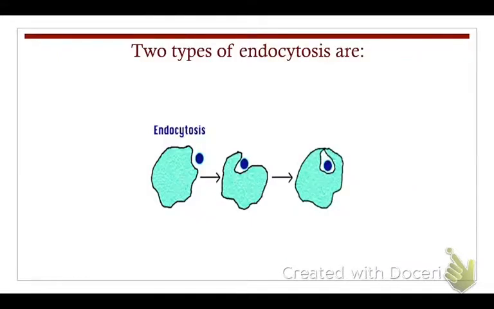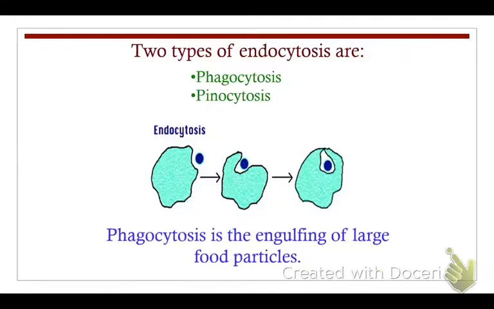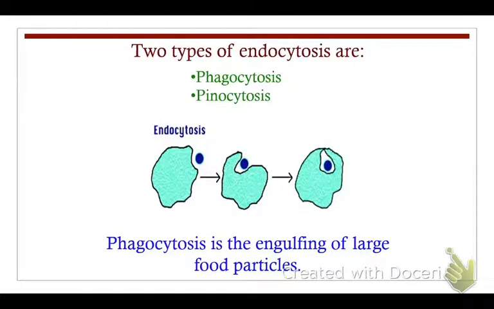So the two types of endocytosis are phagocytosis and pinocytosis. I know, that's exactly what you were hoping you'd learn at school today. What are the two types of endocytosis? Oh, yes, love school. Phagocytosis is the engulfing of large food particles. When you bring me the walnut brownies at Christmas time.